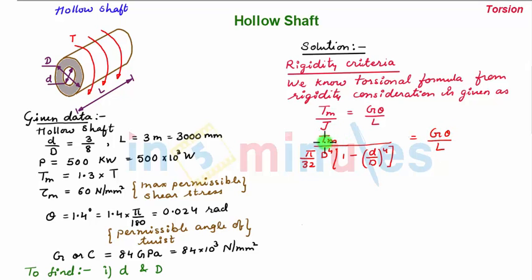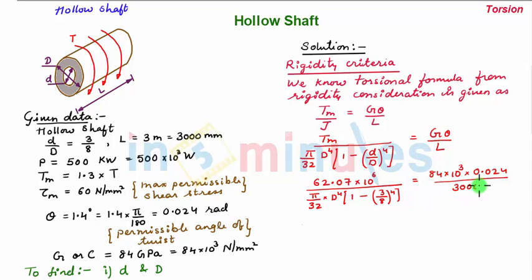Upon substituting the value of maximum torque Tm, modulus of rigidity G, and L, the length of the shaft, whose value is given as 3 meter or 3000 mm, with the permissible angle of twist theta as 0.024 radians, we can get the value of capital D. So upon substituting the values, we have Tm as 62.07 into 10 to the power 6, the whole upon pi by 32 into capital D to the power 4 into 1 minus 3 by 8 to the power 4, so whole is equal to 84 into 10 to the power 3 multiplied by theta, 0.024 radians, the whole upon length, 3000 mm.